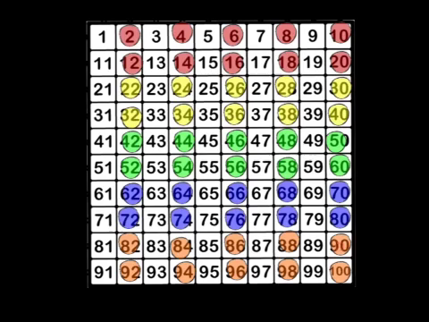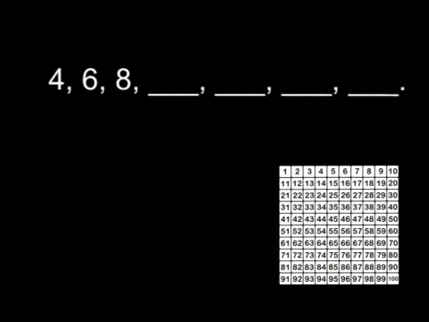Well done. Let's try counting backwards in twos from 40. 40, 38, 36, 34, 32, 30, 28, 26, 24, 22, 20, 18, 16, 14, 12, 10, 8, 6, 4, 2. Well done. I think we're ready to start.